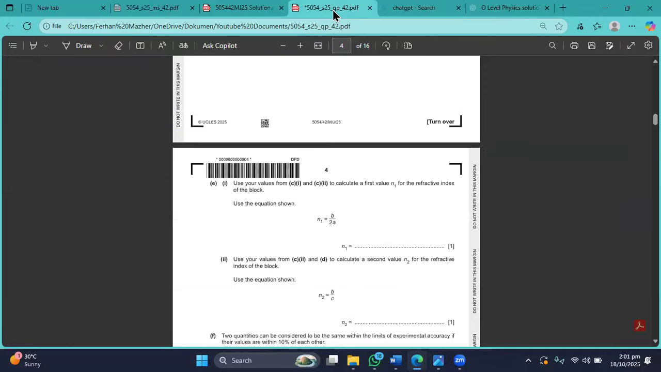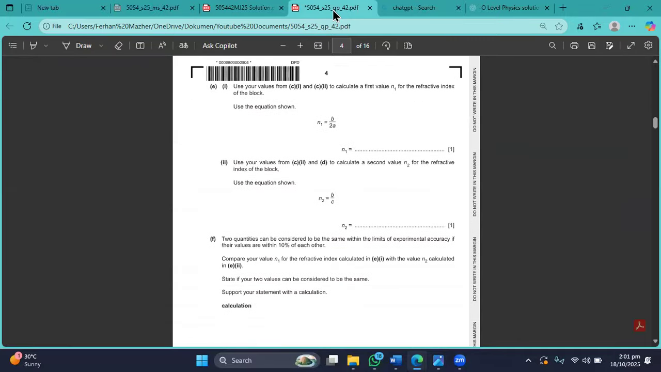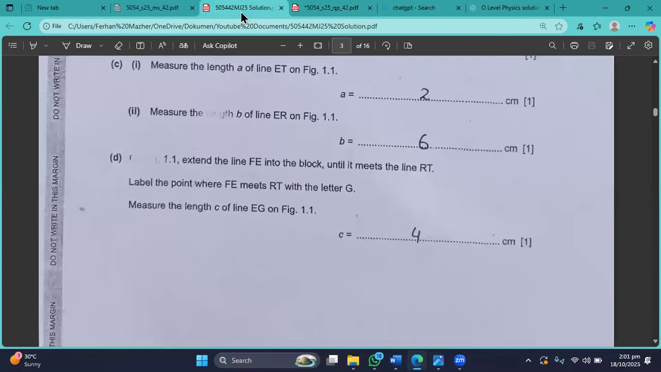Now they are asking us to use your values from the C first part and C second part to calculate the first value, N1, for the refractive index of the block. The formula is given, so use the equation shown. N1 is equal to B by 2A. The B value is 6. The A value is 2. Just put those values in and do the calculation.